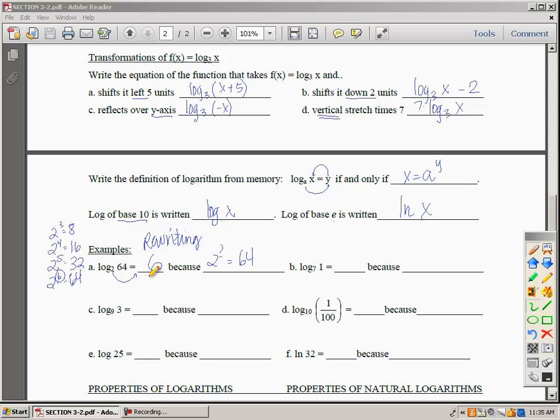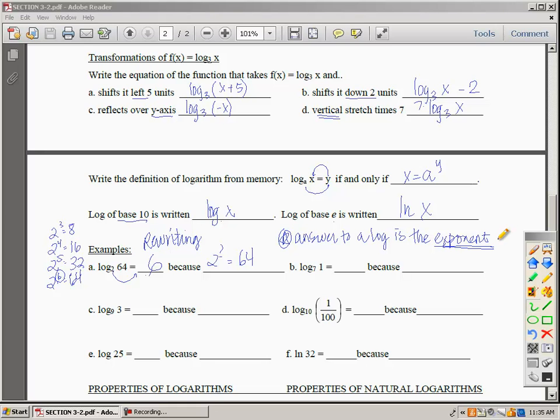So the answer to a log, maybe we should write that out, the answer to a log is the exponent. This is important. If you know what you're looking for, it makes the problem a whole lot easier. So the answer to a log is an exponent.